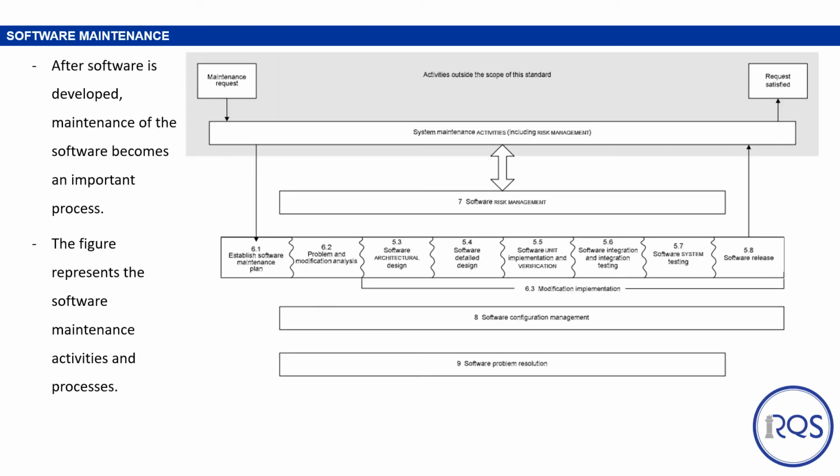After software is developed, maintenance of the software becomes an important process. The figure to the right describes the maintenance activities and processes, and this is very similar to the figure that we've seen earlier, but now we have the loop that you can see in section 6.3 that just includes the modification implementation when any of these items need changes.